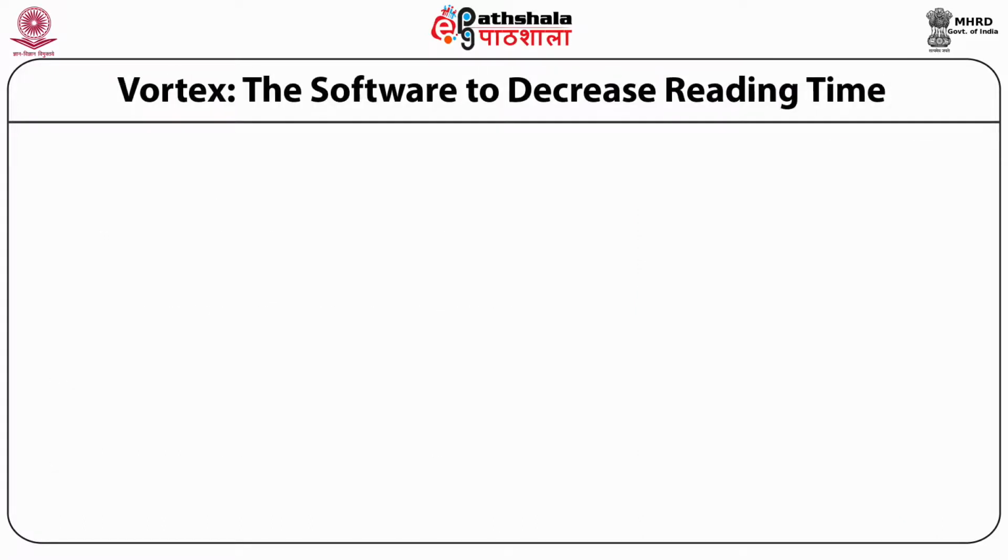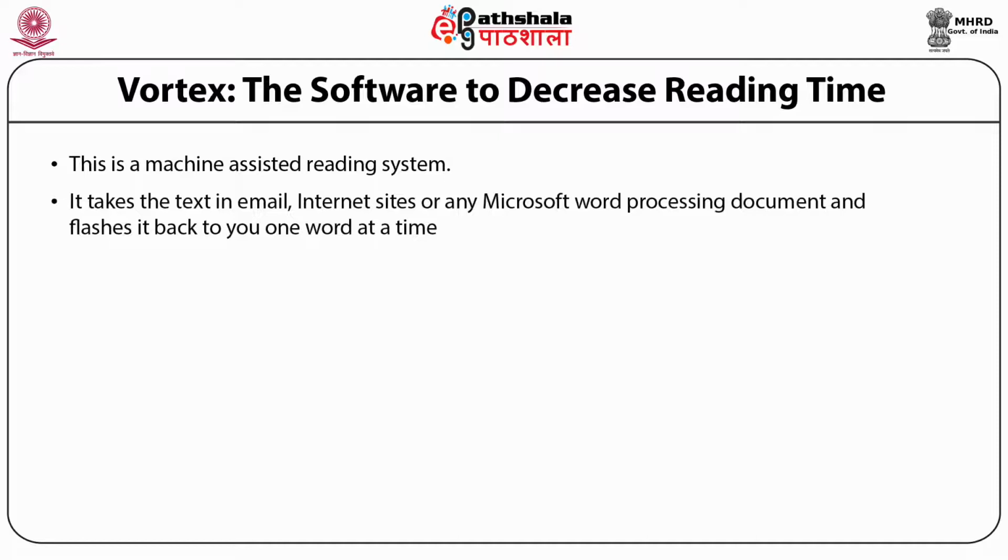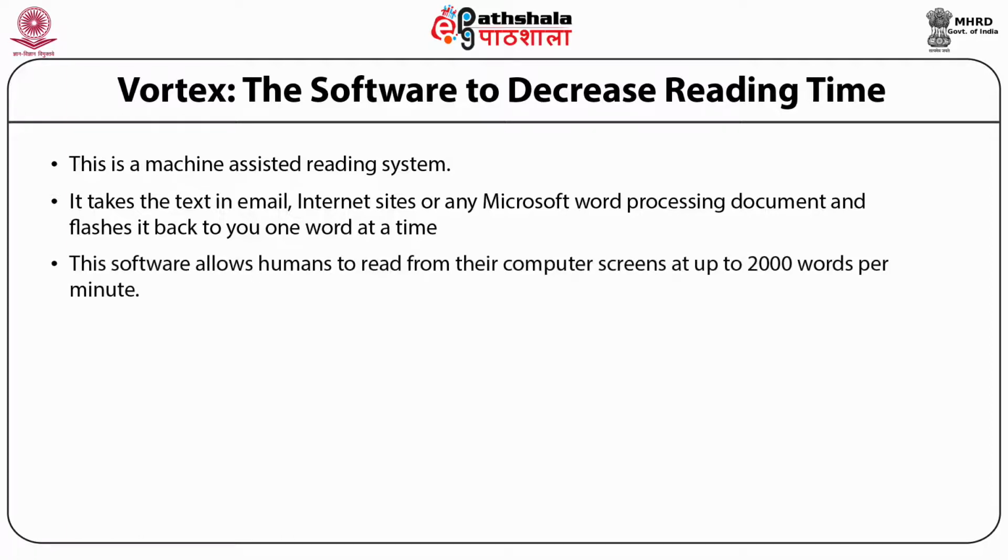Vortex, the first e-reading device, is software to decrease reading time. This is a machine-assisted reading system. It takes the text in email, internet sites, or any Microsoft Word processing documents and flashes it back to you one word at a time. This software allows humans to read from their computer screens at up to 2000 words per minute.